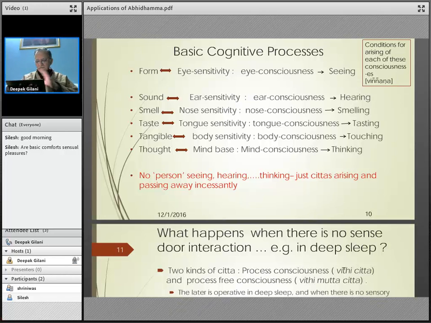So what we understand, therefore, is that there is no person who is actually doing it. This is just a chitta which is arising and passing away. And that's how seeing, hearing, smelling, touching, everything happens.